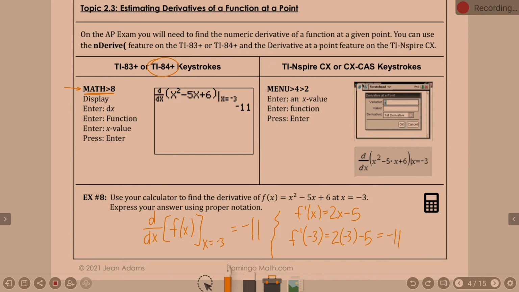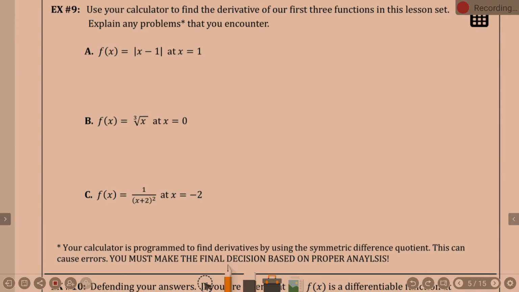Okay, so the calculator, again, I find it weird in this book that they introduce that before we even know how to find derivatives by hand, but we'll just go with it. Ready for 9? It's 9 where we talk more about the calculator. Use your calculator to find the derivative of our first 3 functions in this lesson set. Explain any problems you encounter.